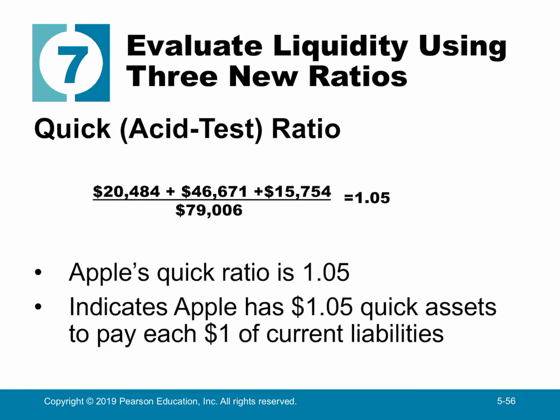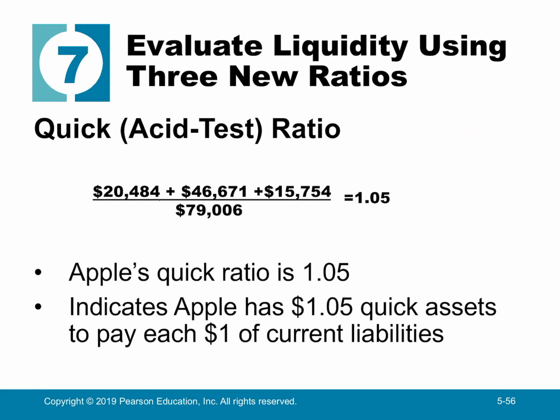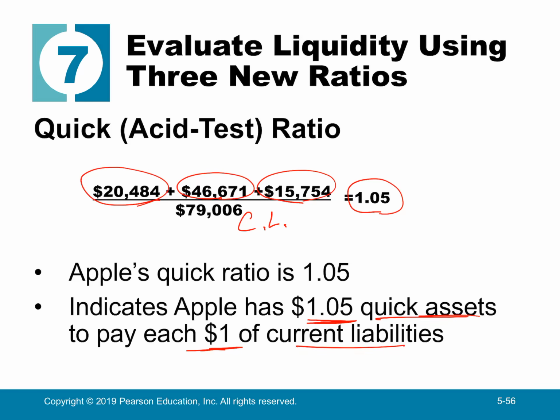So in the case of Apple, if we do the analysis and we look at Apple's 10K and look at their cash, short-term investments, and net current receivables, you'll see we get these numbers. This is their current liabilities. So we get a quick or acid test ratio of 1.05. So Apple has $1.05 in quick assets for every $1 of current liabilities.